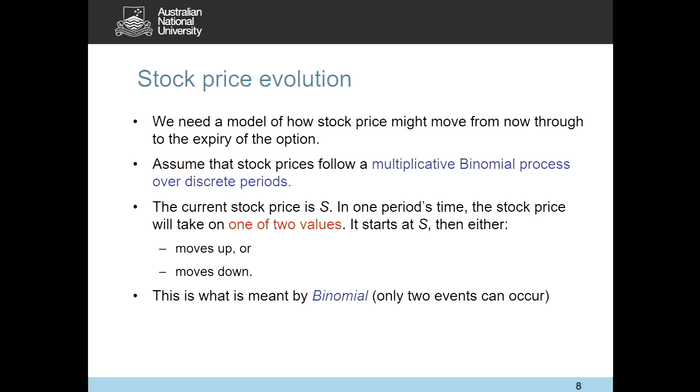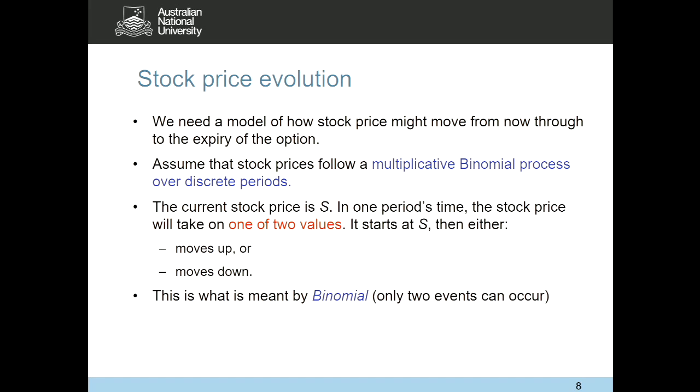So we need to model how share price move from today to time t, and we will assume the share price follow a multiplicative binomial process over discrete period. Okay? So if we start with today's share price S, in 1 period's time, the share price will take one of the two values. The share price will either go up or go down.